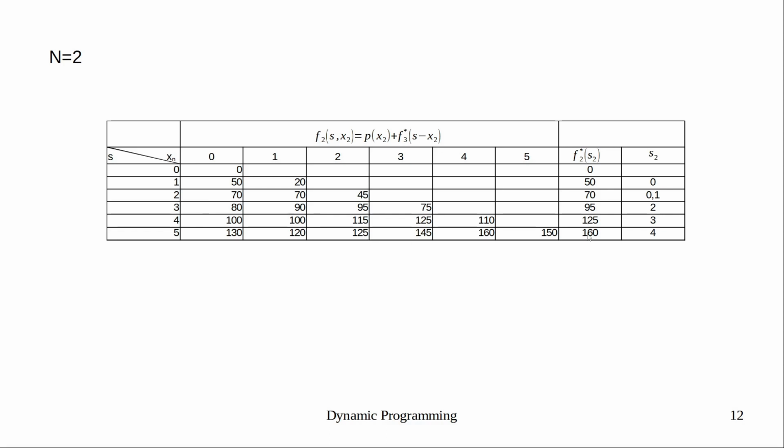Now what is going to be F2 star here? It is going to be the maximum from these rows. That's going to be the F2 star. That is the maximum when you come to any state here. What is going to be the maximum till you go to the end? So from 50 and 20 is going to be 50. From 70, 45 is going to be 70.